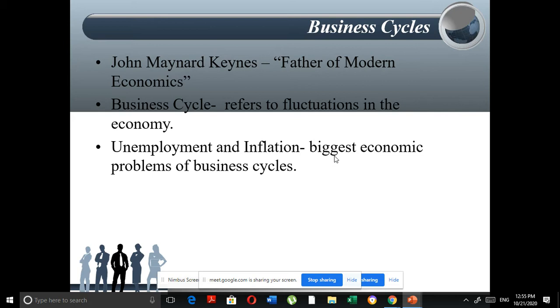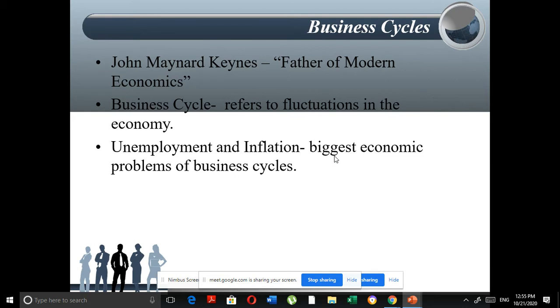Remember? Who was the father of microeconomics? Adam Smith, yes? John Maynard Keynes, father of modern economics. If we talk about business cycle, it refers to changes and to all fluctuation that happen in the economy.